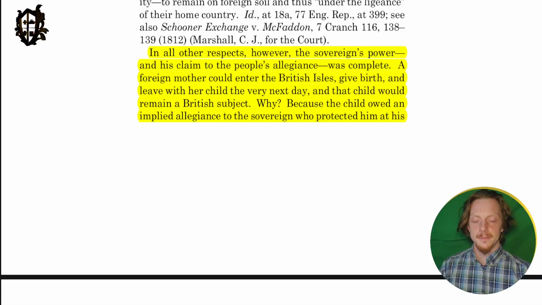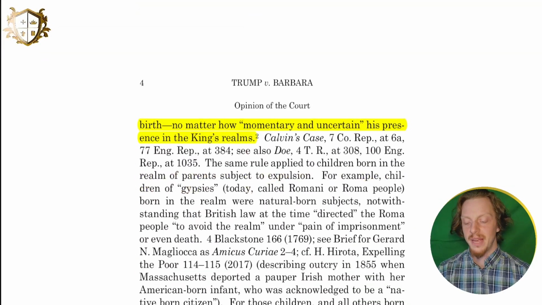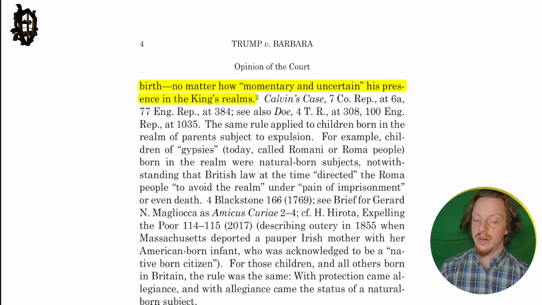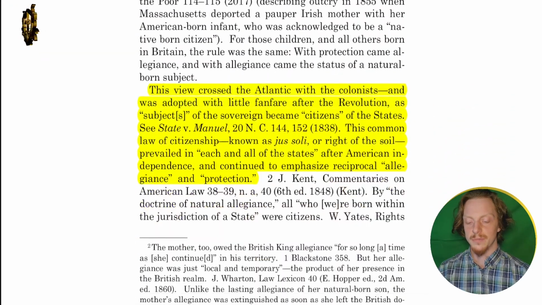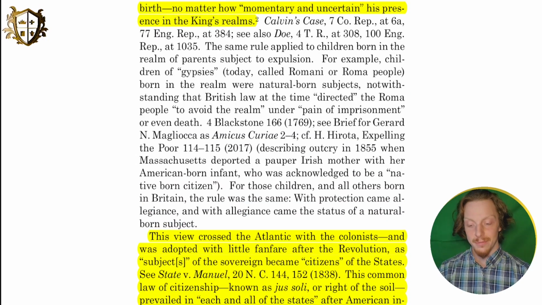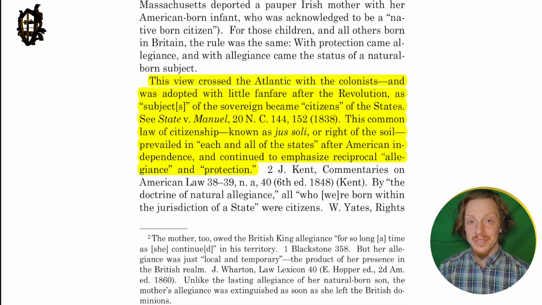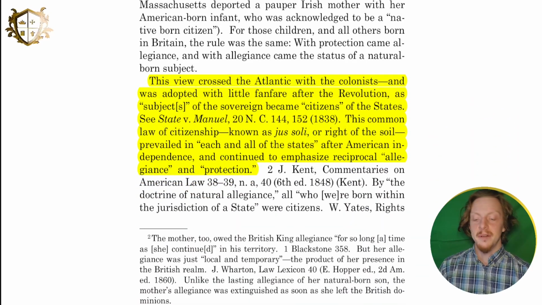How ironic. A foreign mother could enter the British Isles, give birth, and leave with her child the very next day, and that child would remain a British subject. Why? Because the child owed an implied allegiance to the sovereign who protected him at his birth, no matter how momentary and uncertain his presence in the king's realms. Please go read that section, because he says a couple other things that Roberts is just conveniently leaving out here, which makes the Blackstone position much less friendly, much less welcoming to this position.